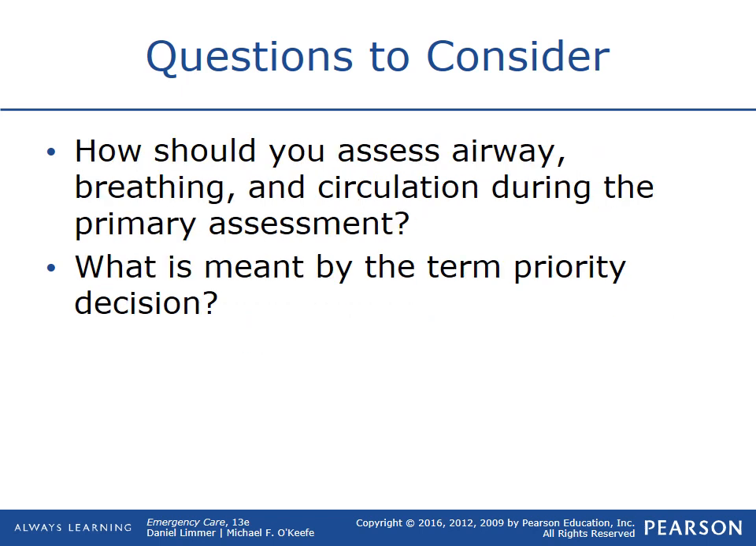How should you assess airway, breathing, and circulation during the primary assessment? Look, listen, and feel. And what is meant by the term priority decision? That means how quickly do you need to get them loaded and moved towards the hospital? What interventions need to be done on the scene? If they've got an airway, breathing, circulation problem, then you should probably fix those before you move them.